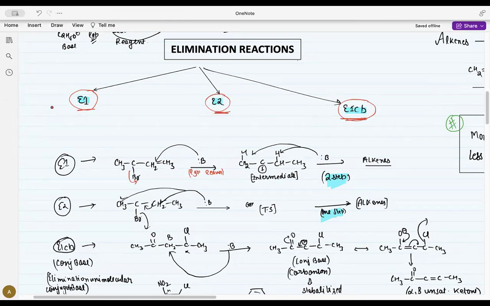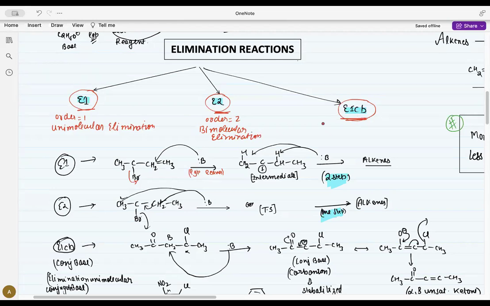See beta, in E1 reaction you will have order 1. Unimolecular elimination reaction, है ना, इसको क्या कहते हैं? Unimolecular elimination reaction. E2 क्या होता है, ऑर्डर कितना होना चाहिए E2 का, 2। It is bimolecular elimination reaction.